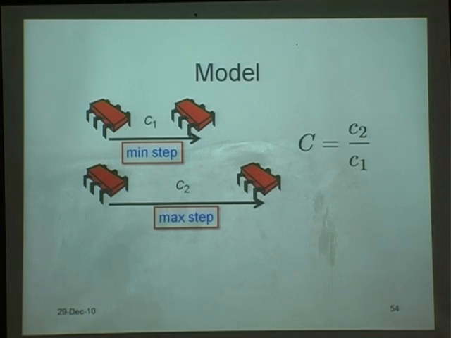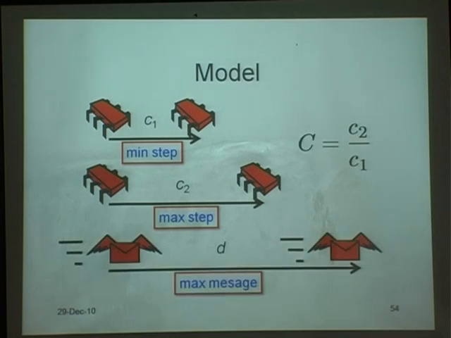Here we're looking at models that are in between synchronous and asynchronous. Does c1 and c2 have to be the same for all the processes? Yes. But within that, they can pick any time they want. So one process can run faster than another one, but they can't run more than C times faster.